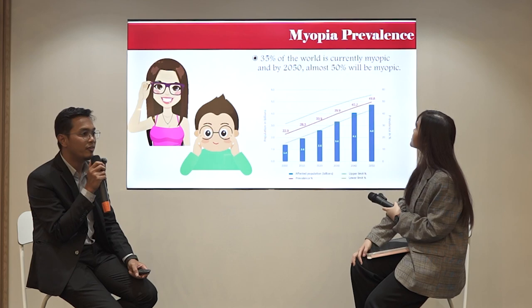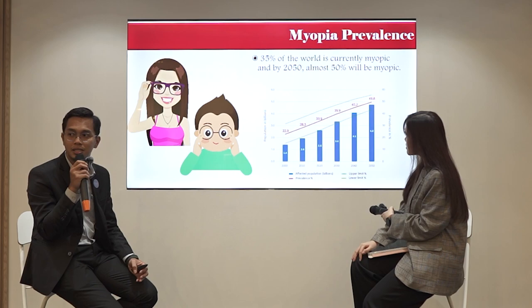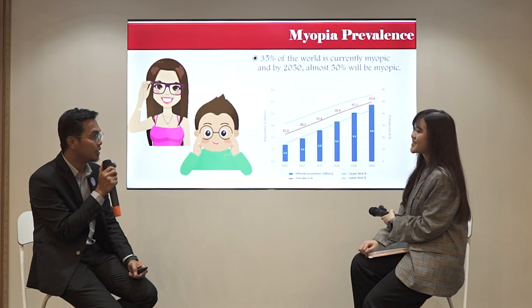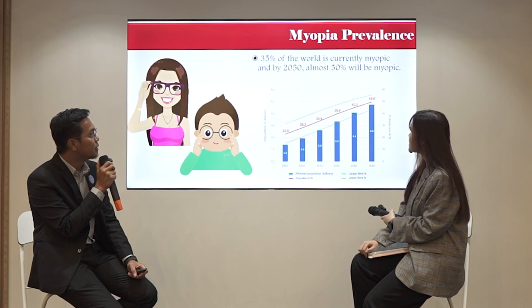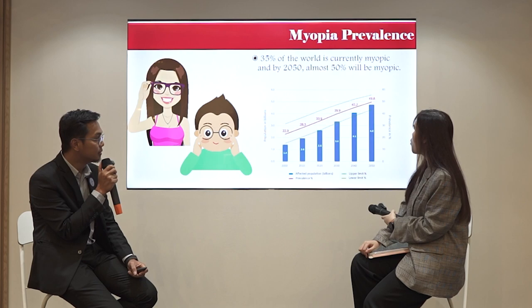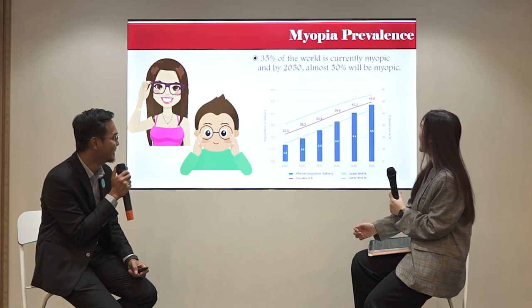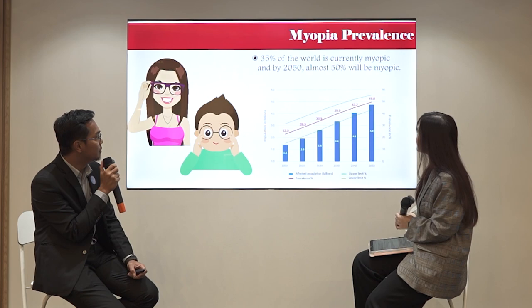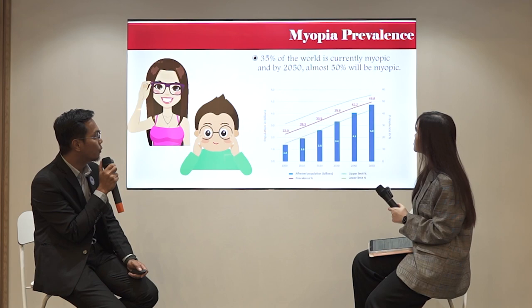The prevalence is the rate of occurrence. How many percent of people have myopia? Currently about 35% of the world population has myopia, but it is expected that 50% of the world population will have myopia. Half of the world will be short-sighted in 2050. Wow. So that 50% is approximately 5 billion people. And from that 5 billion, 1 billion will have high myopia, high power.